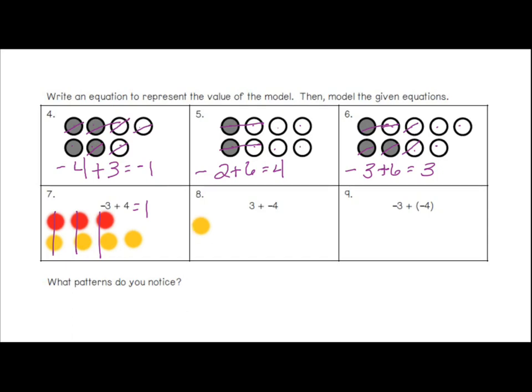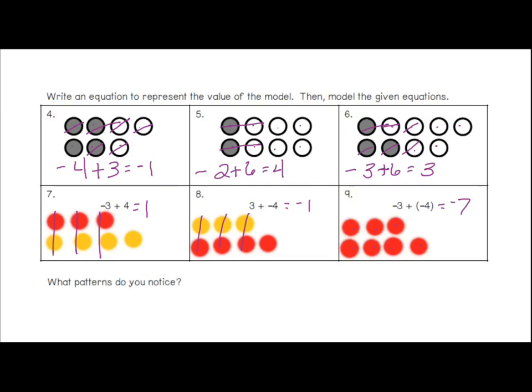We're going to begin with a positive 3. Then I need a -4. And again, I have 1, 2, 3 zero pairs, but this time I have -1. On number 9, we're going to start with -3, and then we're going to add -4. Well, I have no zero pairs here, so I'm just going to count these together. 1, 2, 3, 4, 5, 6, 7, and I end up with -7.